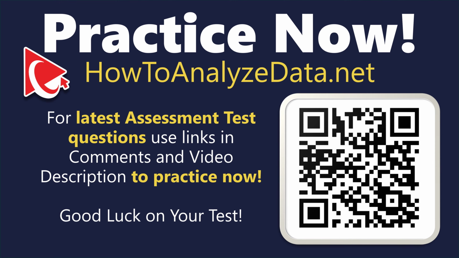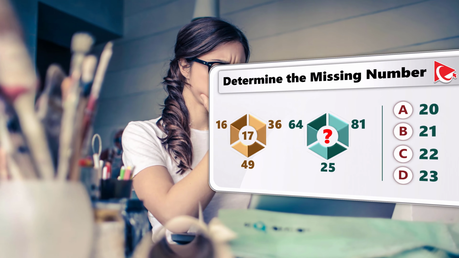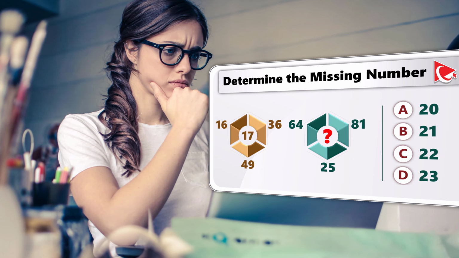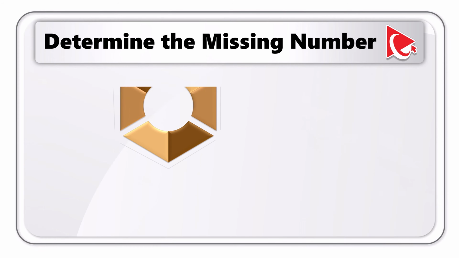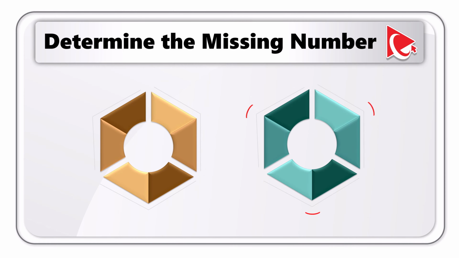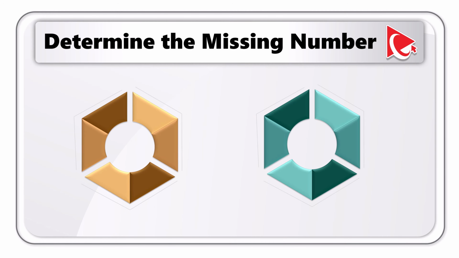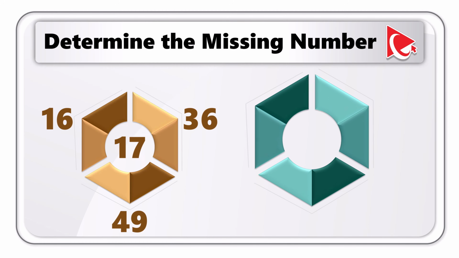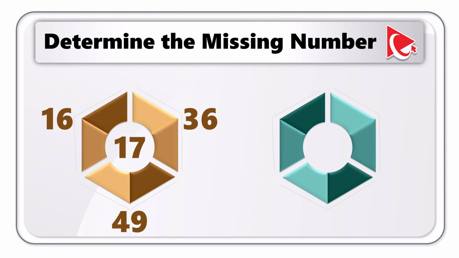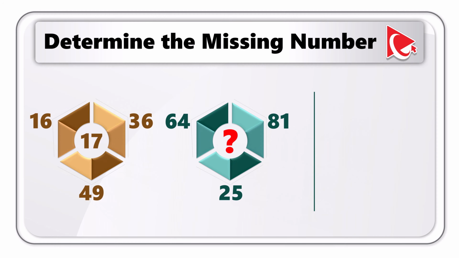Prepare to tackle this intriguing assessment test question, designed not just to test your mental math abilities, but also to foster your critical thinking skills, which you can utilize in your day-to-day life. You're presented with two unusually looking hexagons, and each hexagon has 3 outside numbers and 1 inside number. On the first hexagon, the outside numbers are 16, 36, and 49, and the inside number is 17. On the second hexagon, the outside numbers are 64, 81, and 25, and the inside number is missing. You need to determine the missing number out of 4 possible choices.